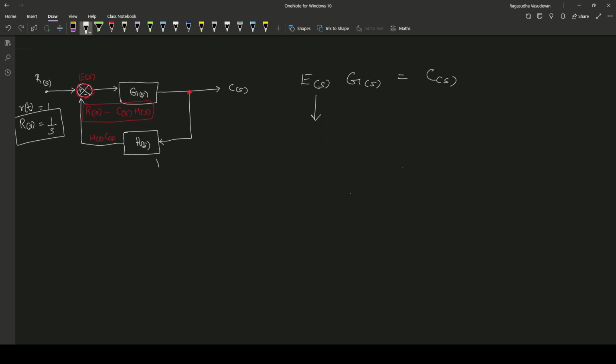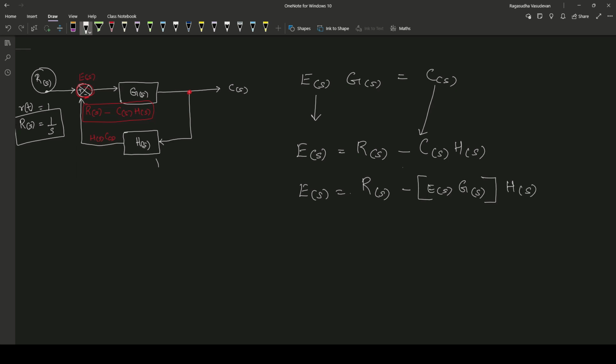But what is this error? The error will be the subtraction of R(s) minus C(s) times H(s). Let's substitute the value of C(s) from this. So what is E(s)? This will be the input minus the error times the open loop transfer function multiplied by H(s). So now we can separate the terms. We can have the error on one side and the other term on the other side.